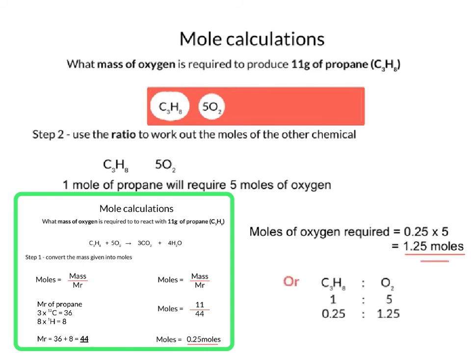Or if we want to set it out slightly differently, we can say that my propane to my oxygen is a 1:5 ratio. So if I have 0.25, I times that by 5 to get that up to my 1.25.